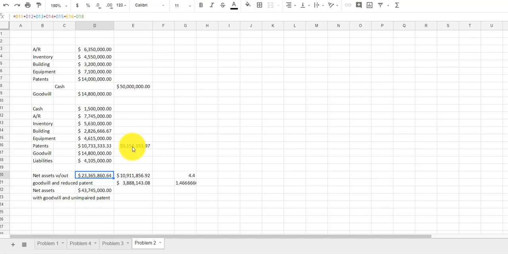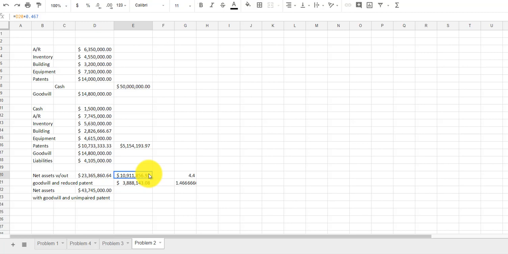We're going to take our net assets, with the impaired patent, not this number, but this number, but with no goodwill. The other assets the same, subtract the liabilities, and then we're going to multiply it by 0.46666. And we'll see that it's worth about 10,911,000 above our net assets.